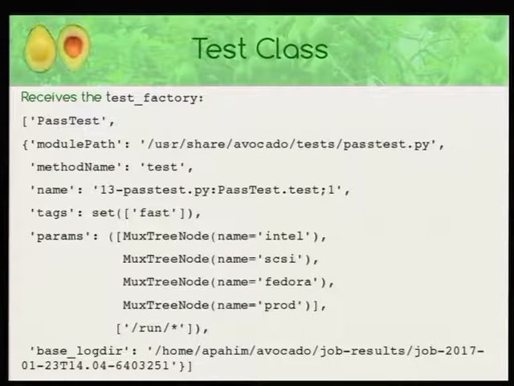And this is what the test class gets from the test runner. You might notice that we have here some information coming from the test suite, and we have also the parameters coming from that specific variant that we are using at that point. The test class will receive this guy here, and based on this guy, it will load the module. It will look for the test class, it will look for the test method name, and will execute the test itself.